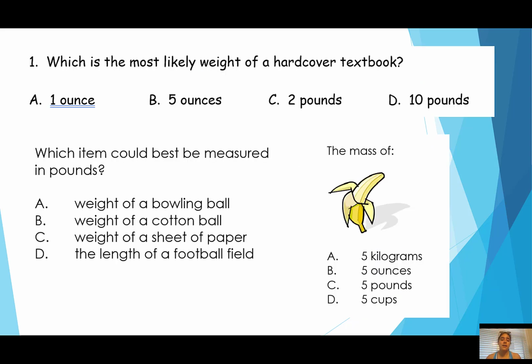Okay? Now let's practice. I'm going to read these 3 questions and give you a moment to make your choices before we go over it. What is the most likely weight of a hardcover textbook? 1 ounce, 5 ounces, 2 pounds, or 10 pounds? Which item could be measured in pounds? The weight of a bowling ball, the weight of a cotton ball, the weight of a sheet of paper, the length of a football field. The mass of the banana, do we think it's 5 kilograms, 5 ounces, 5 pounds, or 5 cups? Go ahead and make your choices.